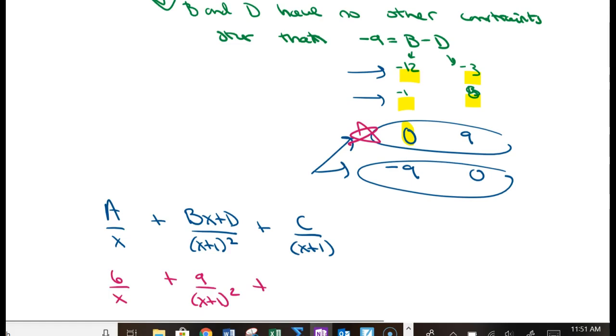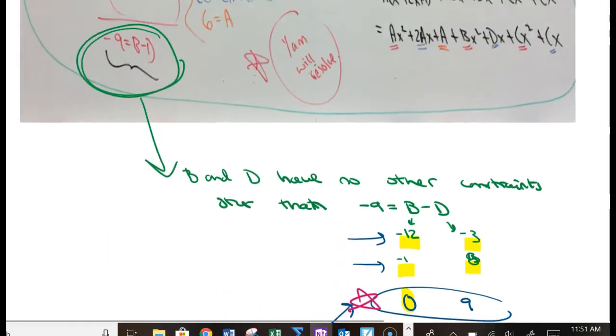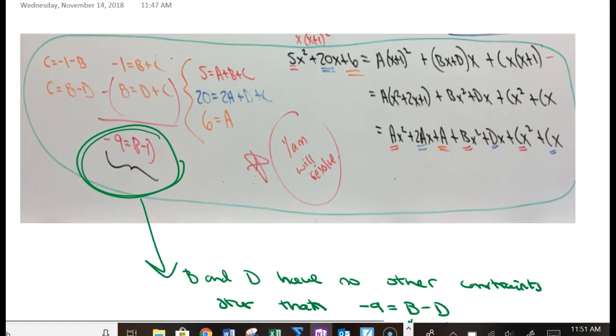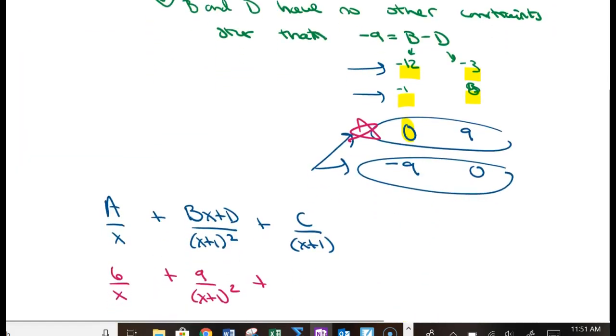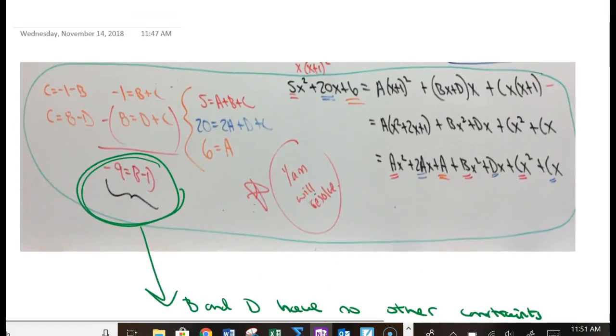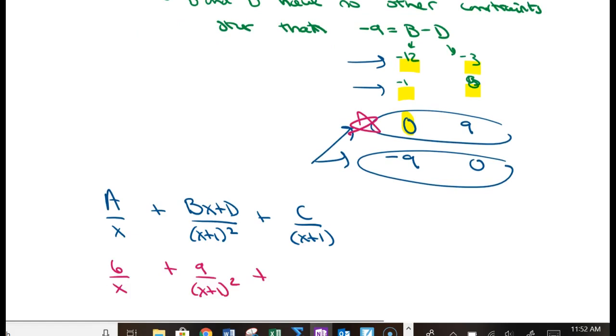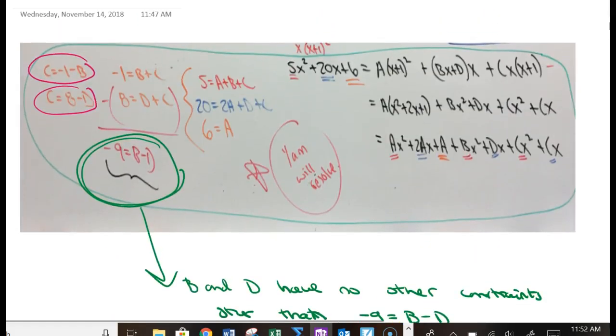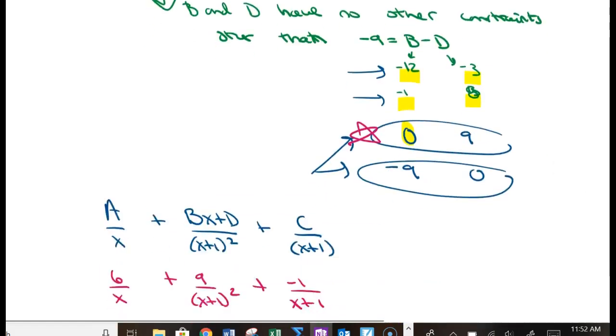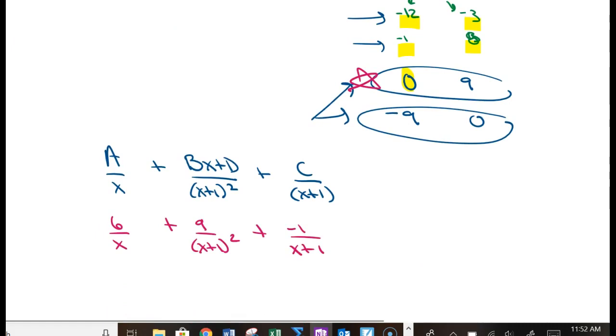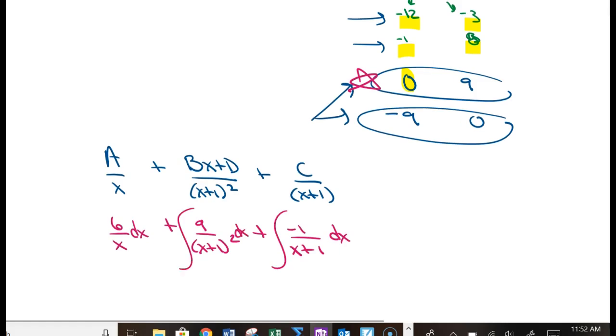Where is C? C, oh, okay. So C, what was C going to be? Well, if I picked B and D to be 0 and 9, and C is -1 minus B or 8 minus D, right? If C is -1 minus B, then C is going to equal -1 over X plus 1. You understand? Okay, so that's what I've got, and that came from right here, right? So this is the work above from the board. And then at this point, you're going to integrate each of these separately, and you will have your indefinite integral.